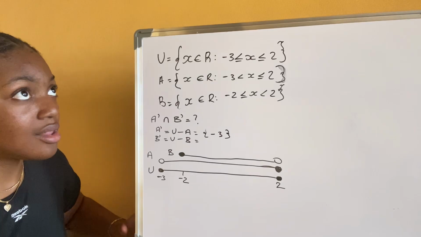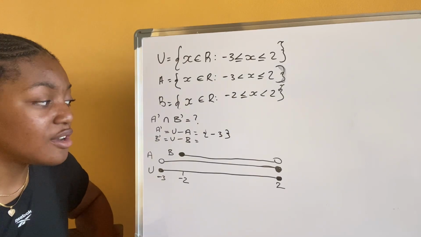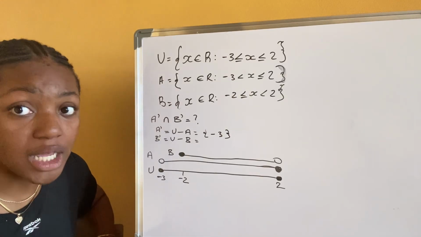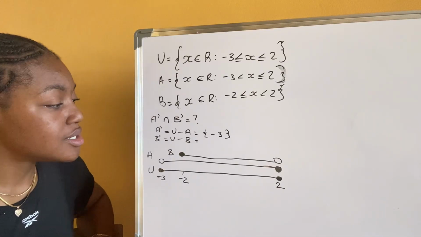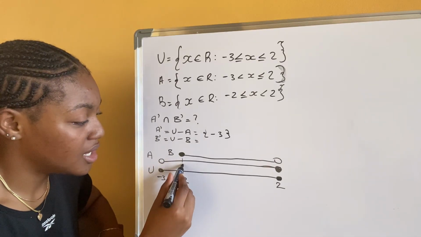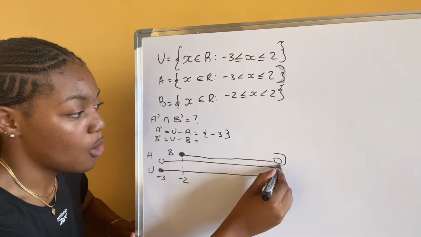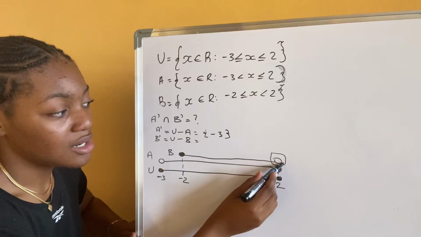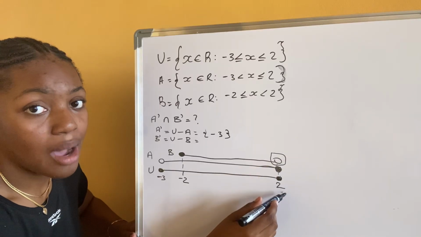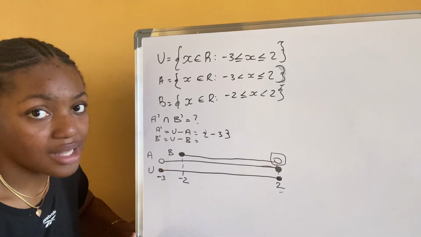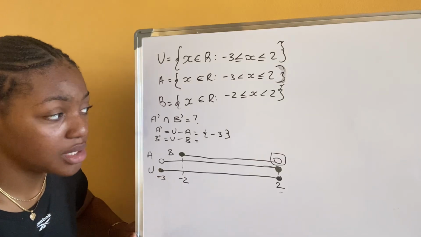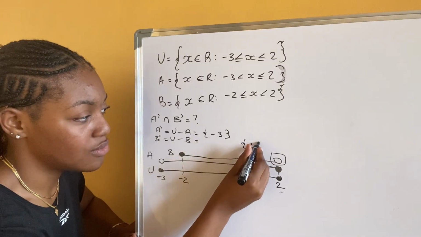So we're considering all the elements that are a part of the universal set that are not a part of B. So we're going to see where B is, and we're going to consider all the elements that are not a part of it. So we see an open circle right here. The open circle tells us that 2 is not a part of B. That means that 2 would be a part of B complement. So let's have 2 right there.